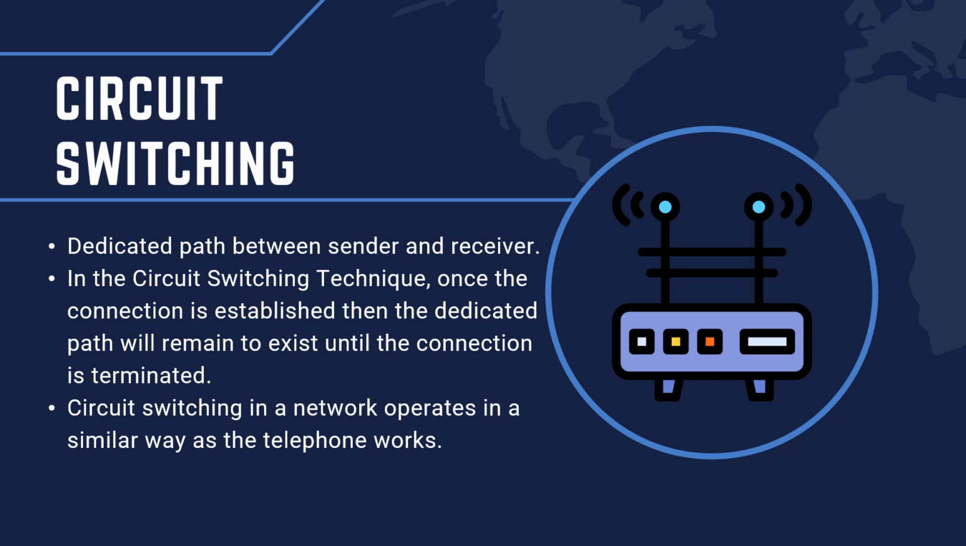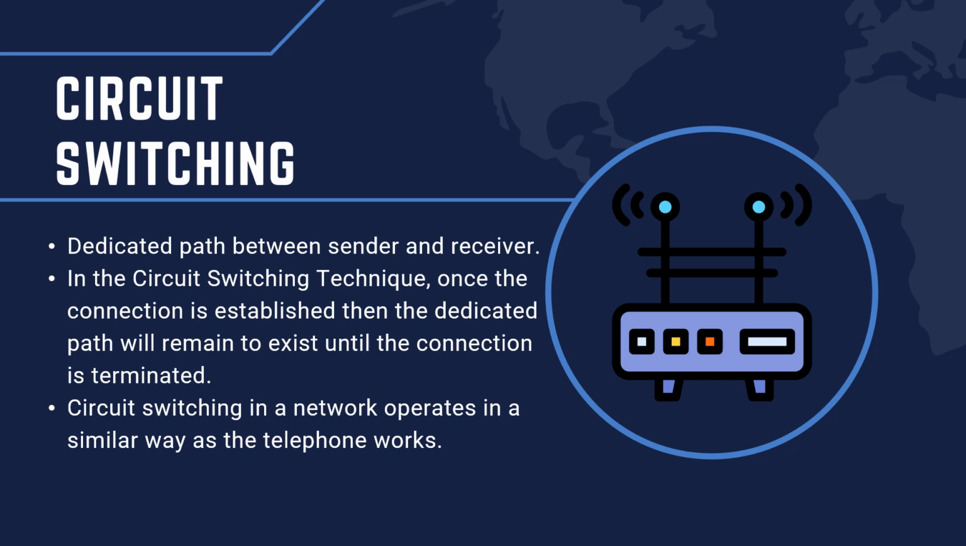After the connection is established, on the same line, the data is also sent. And after the data is sent, the acknowledgement is received that the data has been received, and the connection will be terminated, right? So these are the basic steps in circuit switching. So we know that a dedicated path between the sender and receiver is established. In circuit switching, once the connection is established, the dedicated path will continue to exist until the connection is terminated. Very important point. Until the connection is terminated, that path will continue to exist, right?